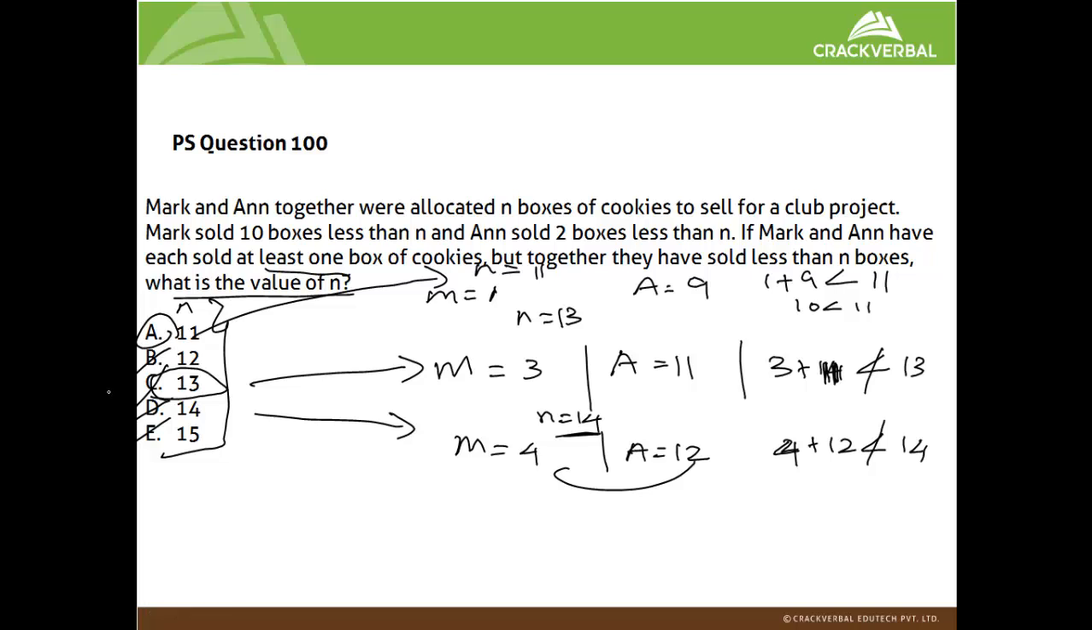You can eliminate answer choice 12. Once you have got the answer, you need not worry about whether the other choices will match, because the GMAT will have only one correct answer out of the 5 answer choices. So the answer has to be A, 11. I hope this is clear. Thank you.